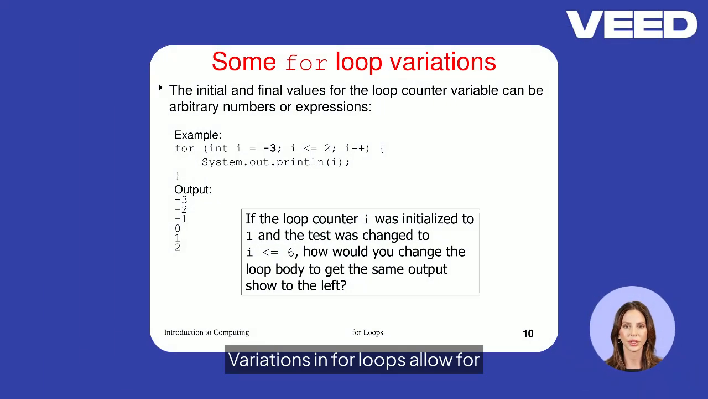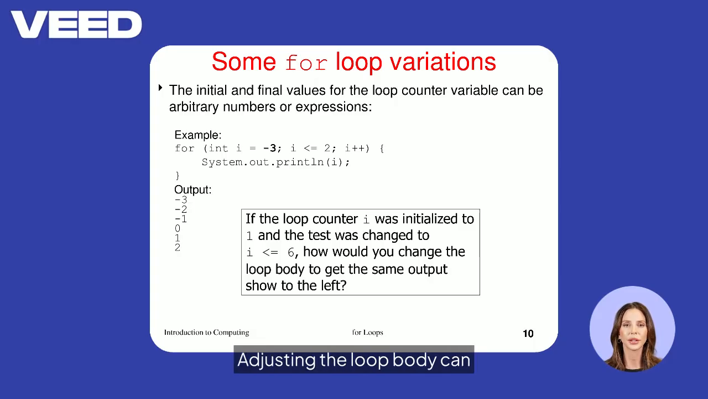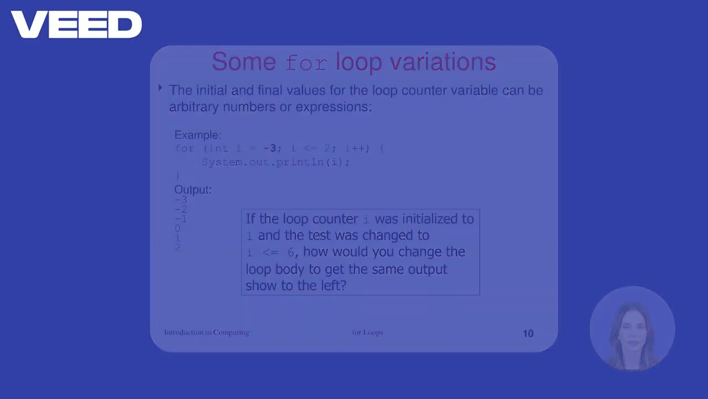Variations in for loops allow for different initial and final values. For example, a loop can start at -3 and end at 2, demonstrating flexibility in loop design. Adjusting the loop body can achieve the same output with different parameters.